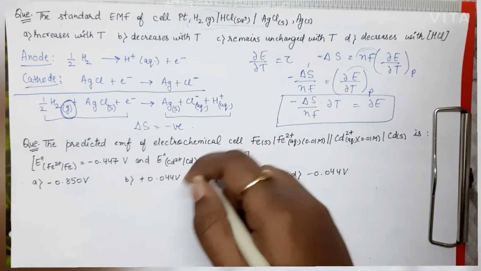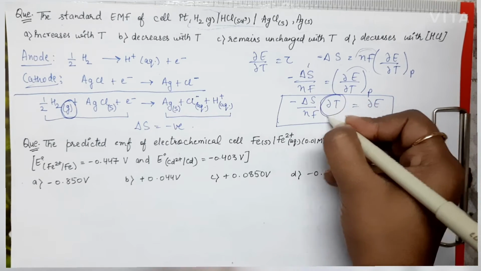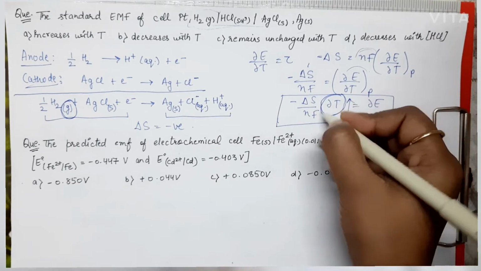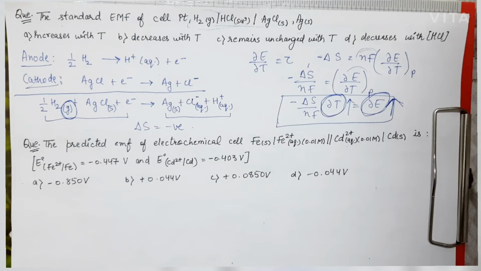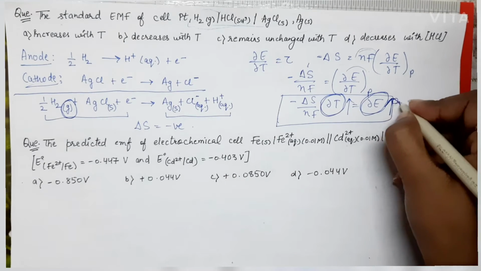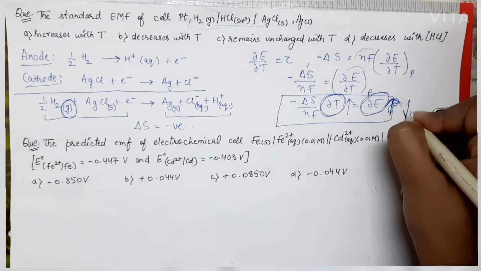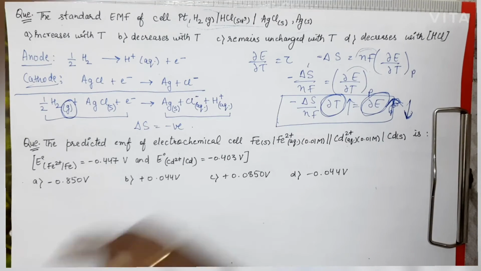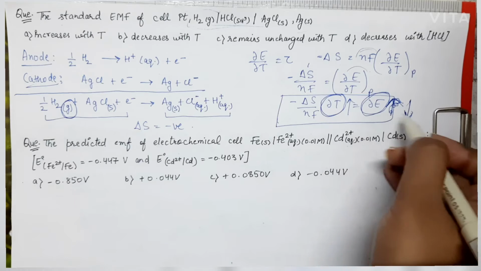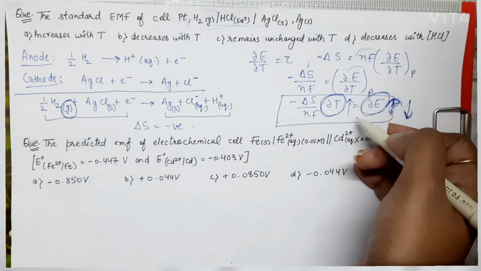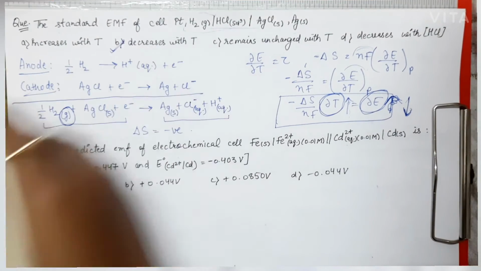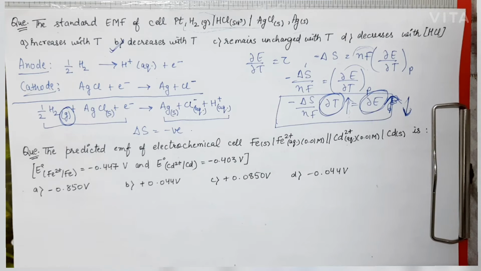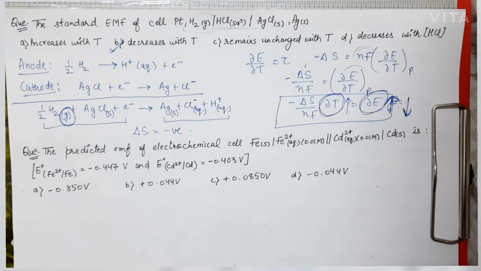Now here what you can see is that as we increase this del T, the value of del E is going to decrease. Why is it decreasing? Because we are having the negative sign over here. So they are having inverse relation with each other, and on decreasing temperature EMF is going to increase. The correct option is going to be option B. So EMF is going to decrease with increasing T. So with this we'll now move on to the next question.